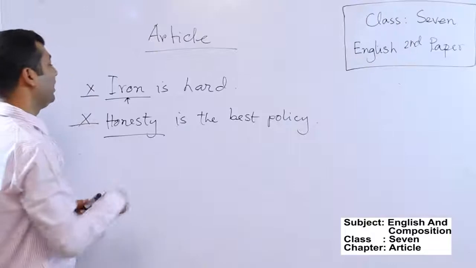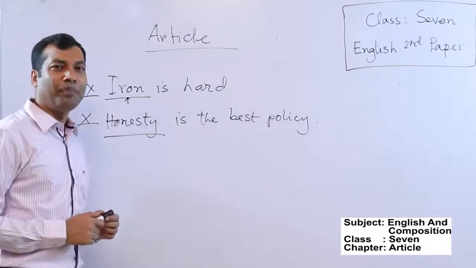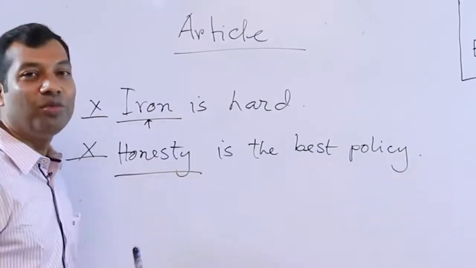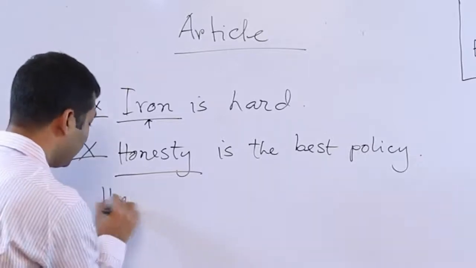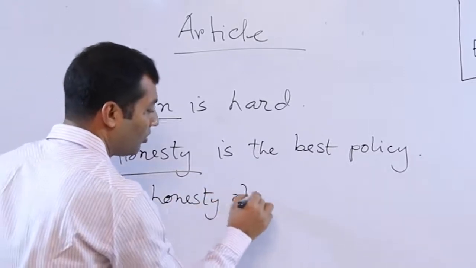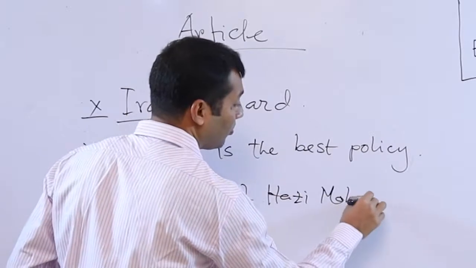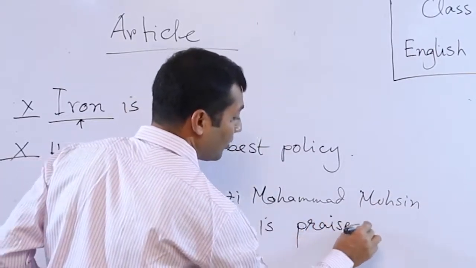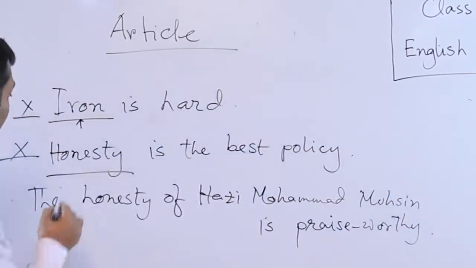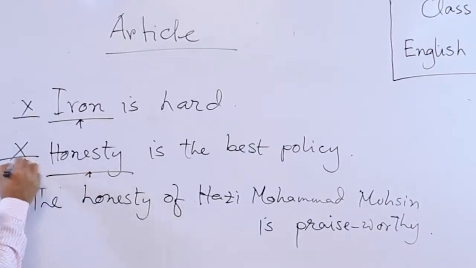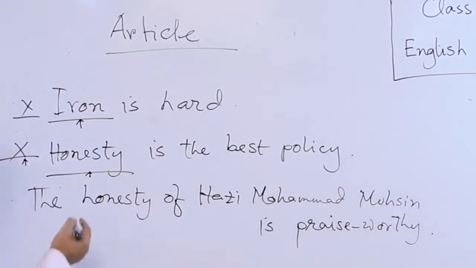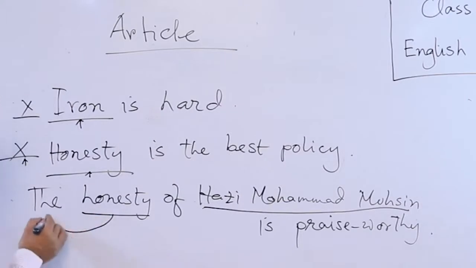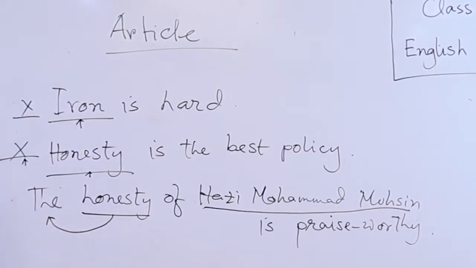But remember, if this material noun or abstract noun is meant definitely, then it always takes the article the before it. For example, the honesty of Haji Muhammad Mohsin is praiseworthy. So look here, in the general case we do not need to use the article the because it is commonly known as an abstract noun. But when this abstract noun is used as a definite one, the honesty of whom? The honesty of Haji Muhammad Mohsin, of a particular person, then you need to use the article the before it.